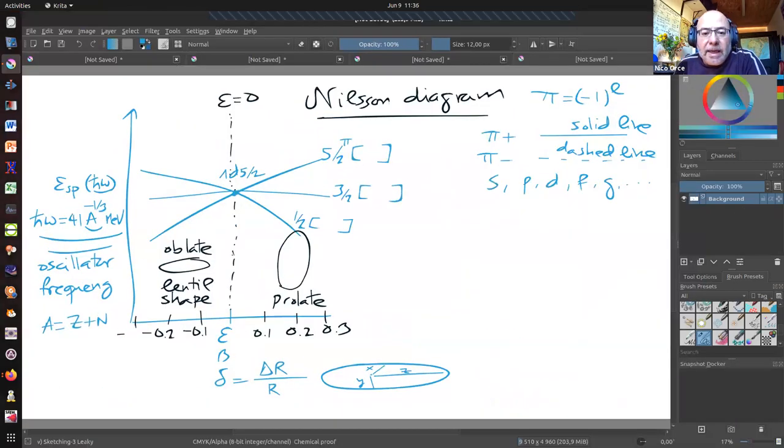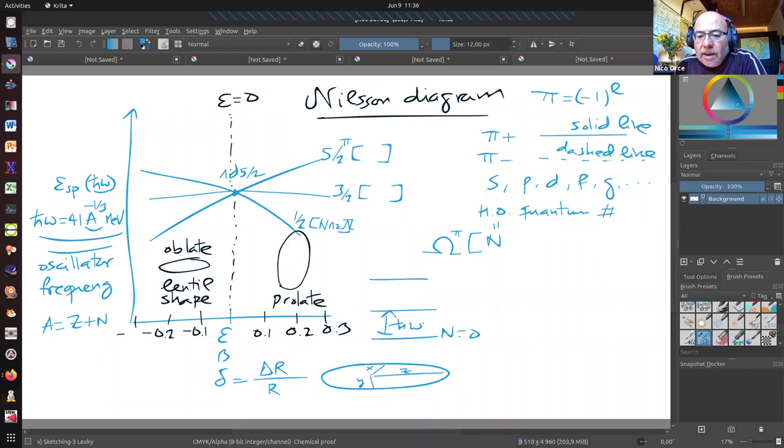Each of these states will be given three quantum numbers: N, n_z, and lambda. The Nilsson quantum numbers are given by N, which is our harmonic oscillator quantum number that we know very well. N equals 0, 1, 2, depending on where you are in the harmonic oscillator. Each step is ħω, where ħω is given by this formula here. This is important to remember.